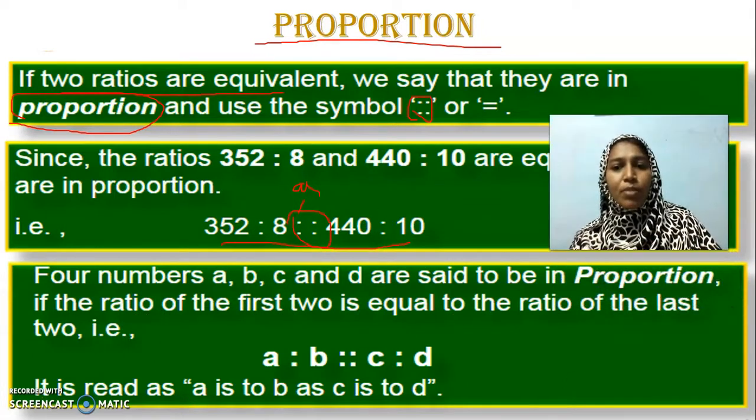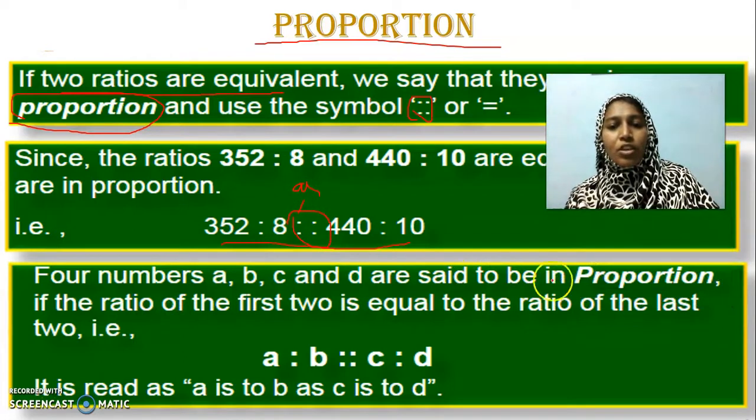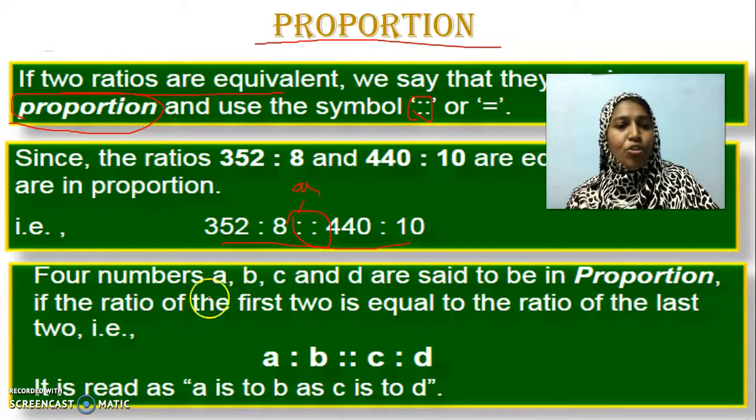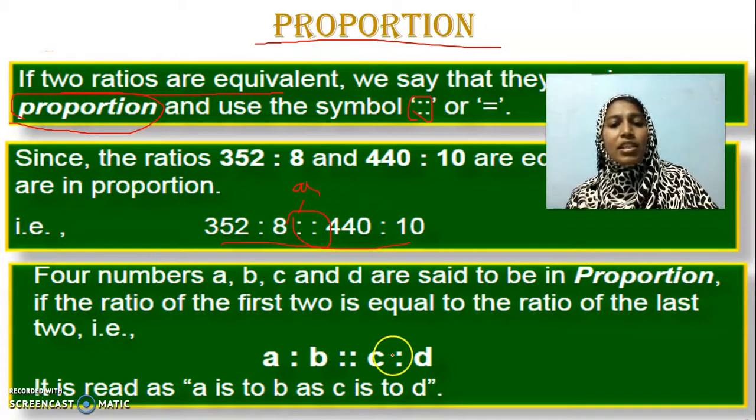This is stated in general. For numbers A, B, C, D are said to be in proportion if the ratio of the first two is equal to the ratio of the last two. That is, A is to B as C is to D. This is how we have to read this.